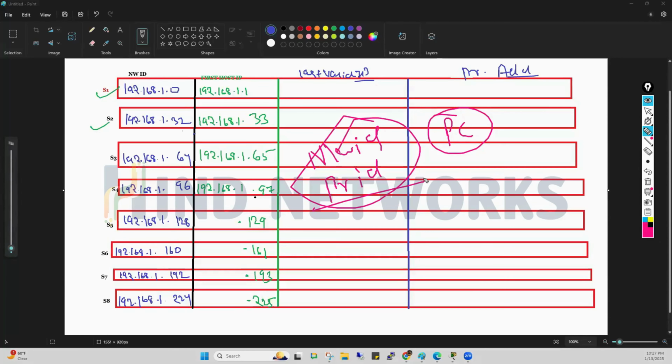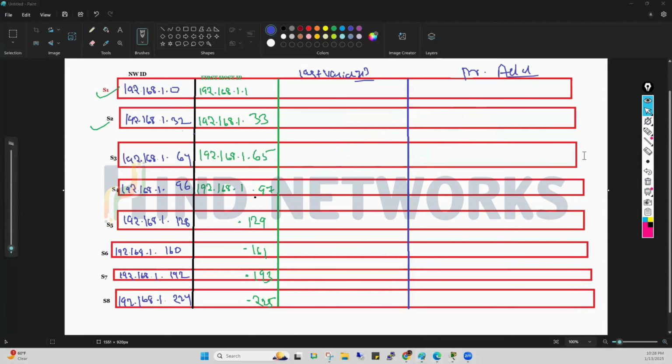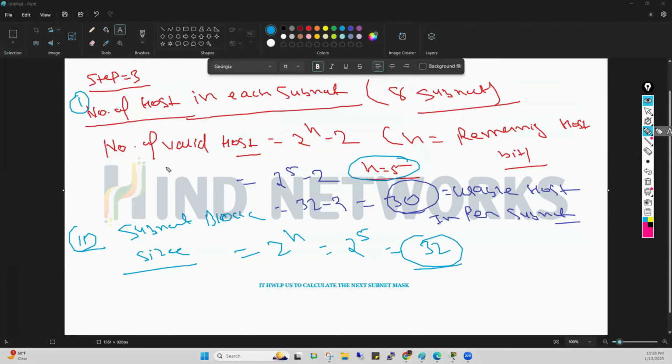Network ID you can't assign and broadcast ID you can't assign. Clear guys? Everyone, yes or no? So that's the reason if you see in the formula here, number of valid hosts. To calculate the number of valid hosts, what is the formula I use here? 2 to the power h minus 2.